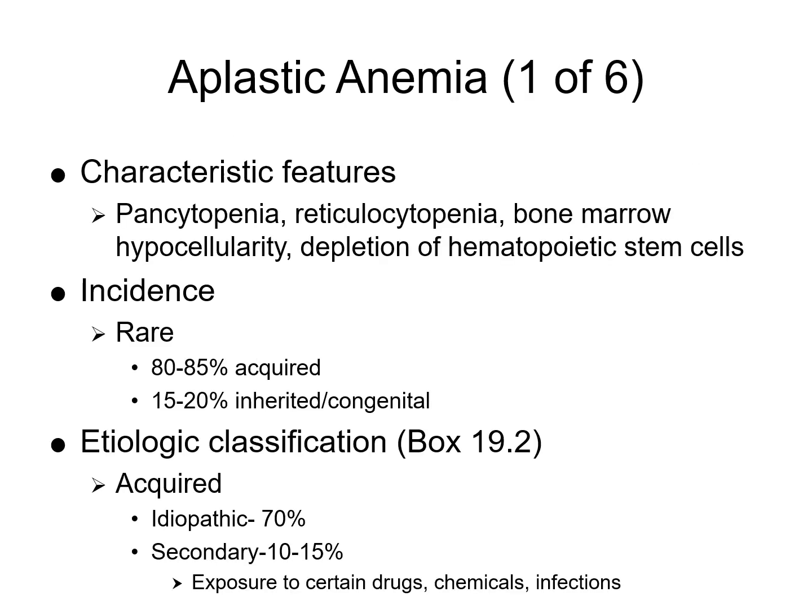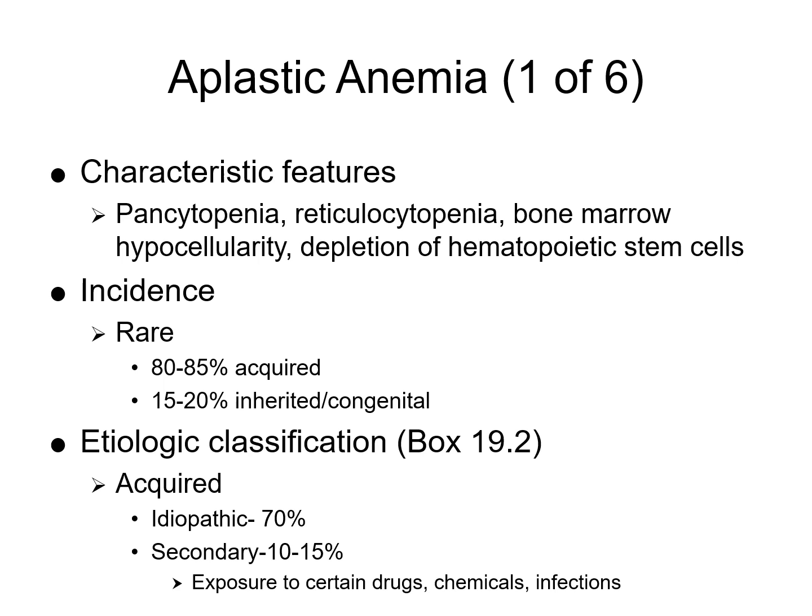For aplastic anemia, there are some characteristic features. First one would be pancytopenia, again, that decrease in red blood cell, white blood cell, and platelet count. They can have a reticulocytopenia, which is that low reticulocyte count, which basically indicates a reduced red blood cell production. Bone marrow hypocellularity, so they have a marked reduction in cellularity within their bone marrow, and depletion of the hematopoietic stem cells. Luckily, this is a rare disease where 80 to 85% are actually acquired and 15 to 20% are inherited or congenital.